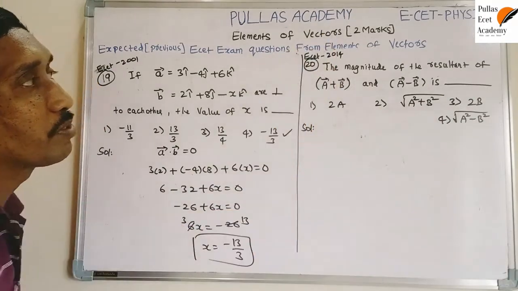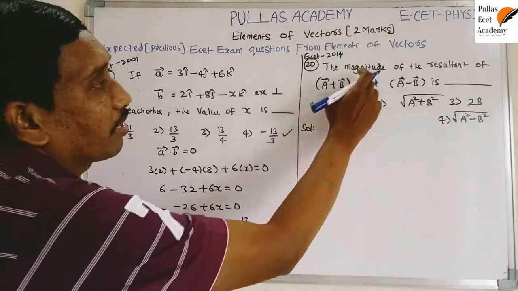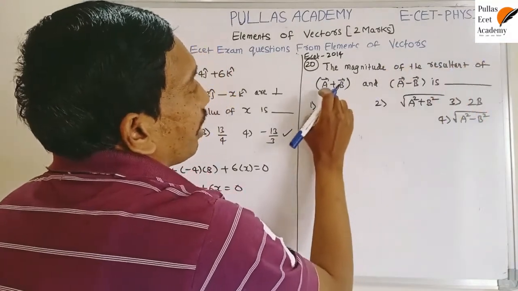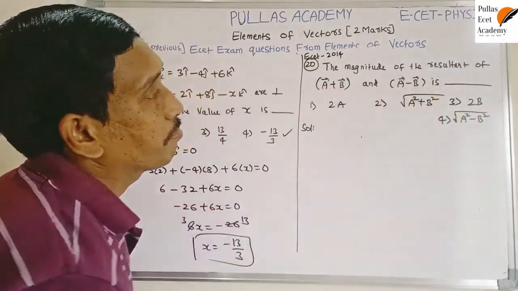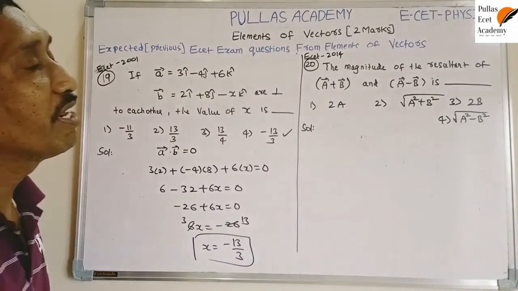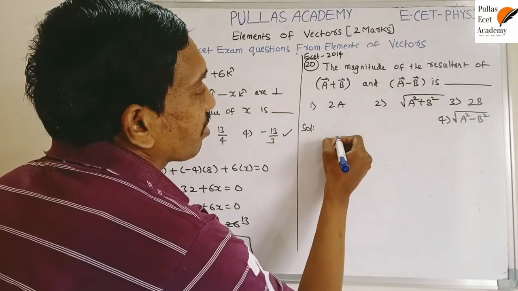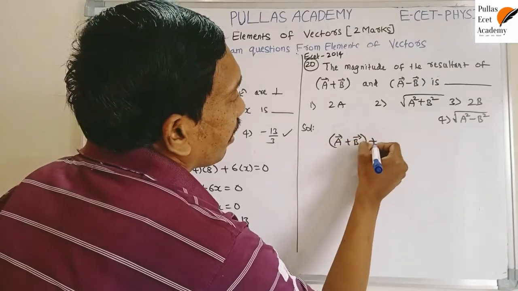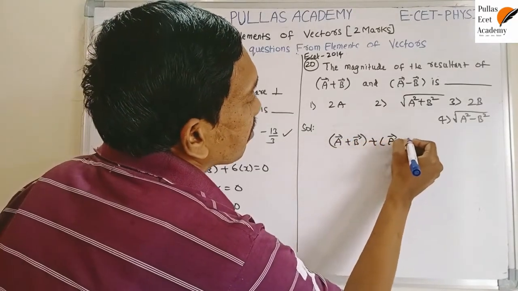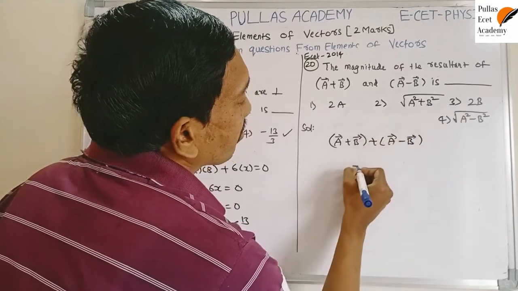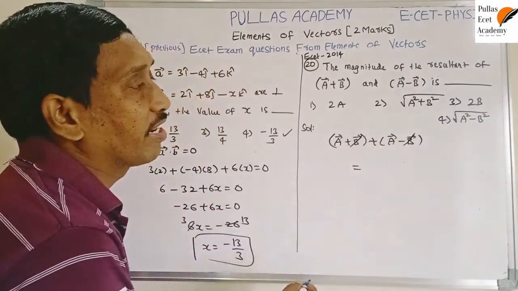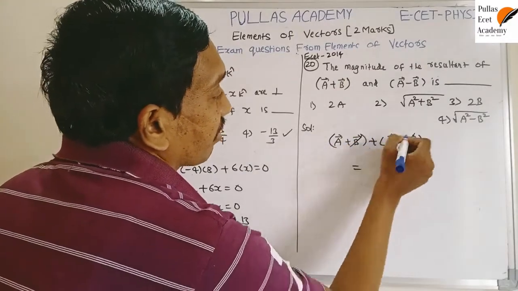In the ECET 2014 paper, the question is: the magnitude of the resultant of a bar plus b bar and a bar minus b bar is? Okay, we need the resultant vector first. What is the resultant vector? One vector is a bar plus b bar. The second vector is a bar minus b bar. Its resultant is very easily understood. This is similar to minus b bar plus b bar. These two are opposite vectors, a vector and its negative vector. That's why they are cancelled.